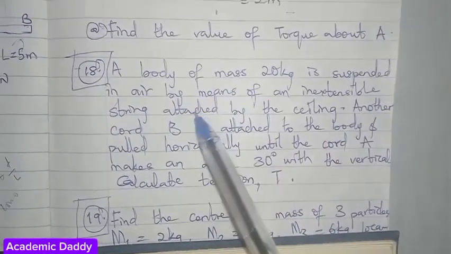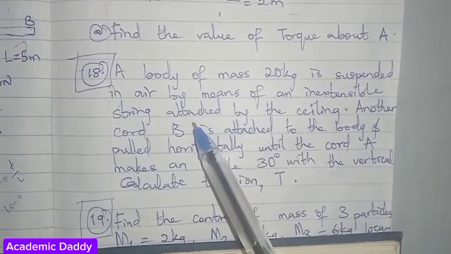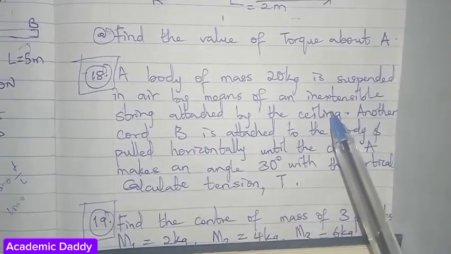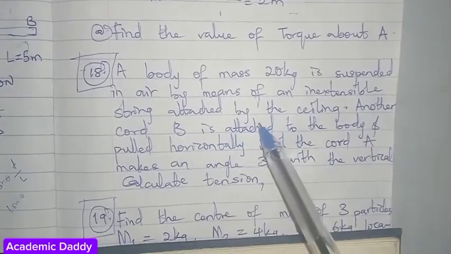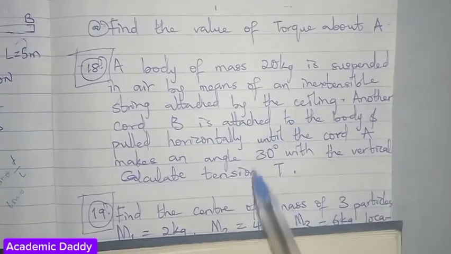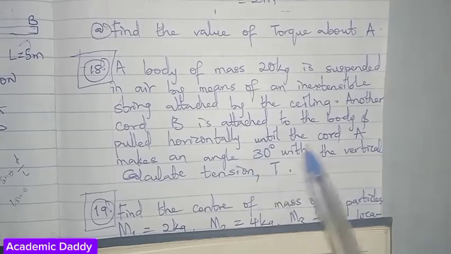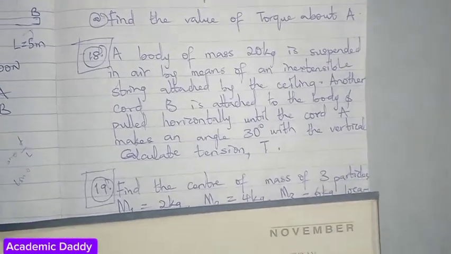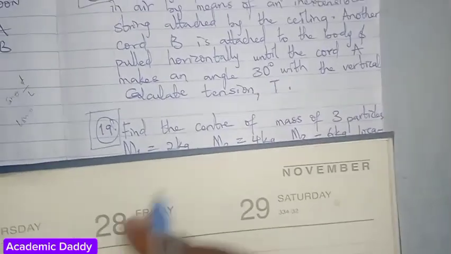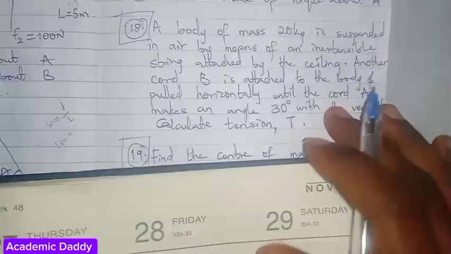This question says a body of mass 20 kg is suspended in air by means of an inextensible string, that is, a string that cannot be stretched, attached to the ceiling. Another cord B is attached to the body and pulled horizontally until the cord A makes an angle of 30 degrees with the vertical. So, let's try to interpret this question.